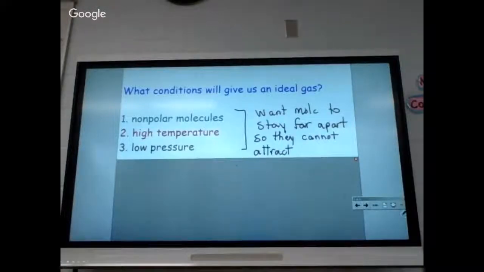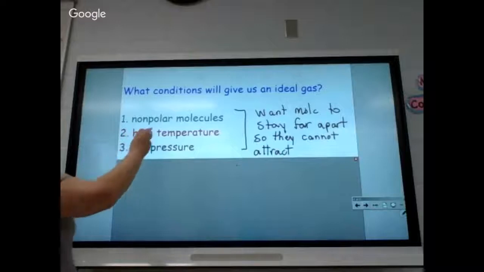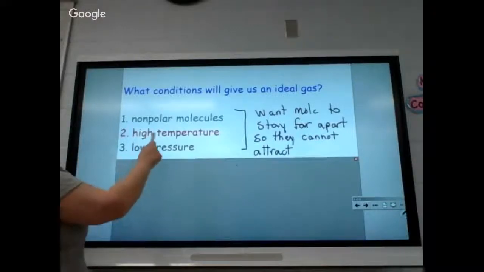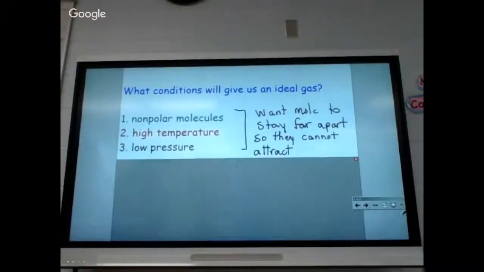All right. So we want the molecules to stay far apart so they can't attract. So if the temperature is high and the pressure is low, the molecules are not going to get close together, because with a high temperature, are they moving fast or are they moving slow? They're moving fast, okay? So they can't attract. But if they're moving really slow, it's likely that they can attract one another.